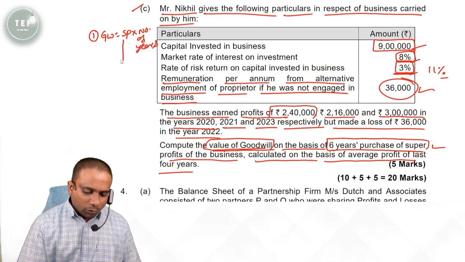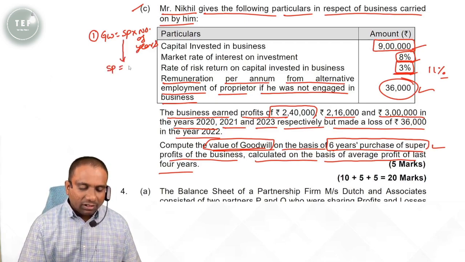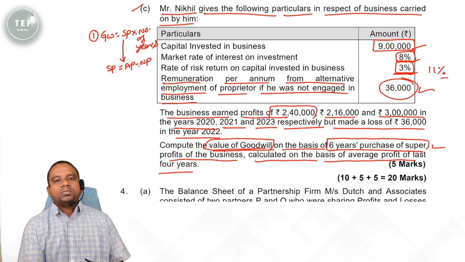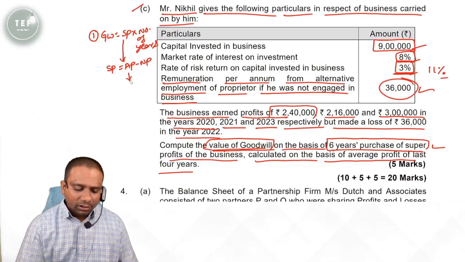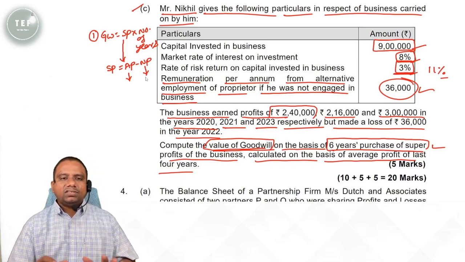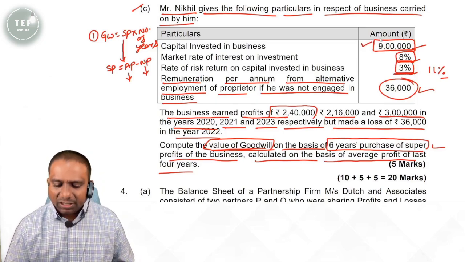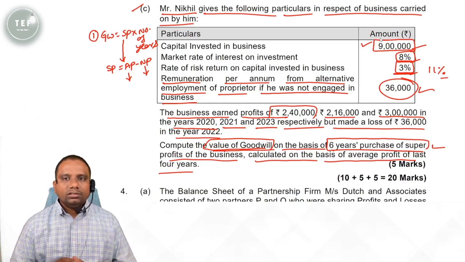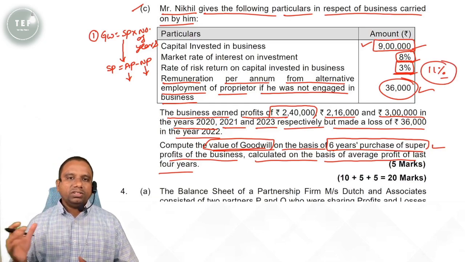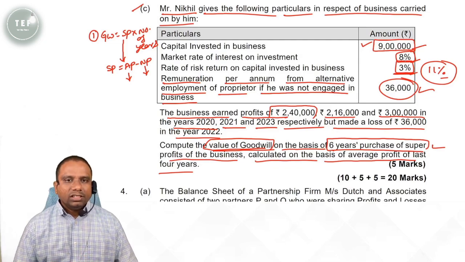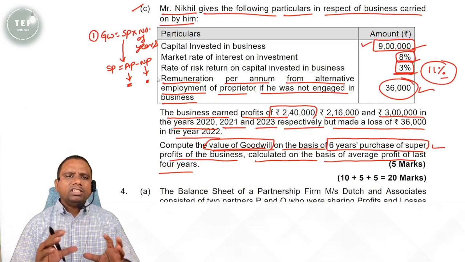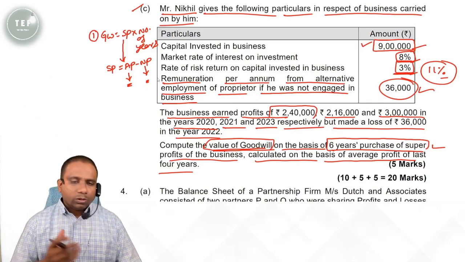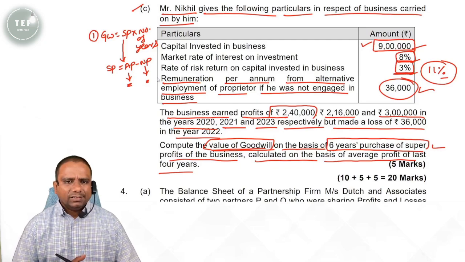Now, calculate super profit. How is super profit calculated? Simple. Average profit minus normal profit. Average profit means your business profit. Normal profit means normally in each industry we earn normal profit. That means I have invested 9 lakh rupees in the business. On that, generally how much percentage do I have to earn? 11%. That is my normal profit. Is it clear, students? Yes. So first we calculate average profit, after that normal profit. The difference between average profit and normal profit is nothing but super profit, and super profit is multiplied with the number of years. This is the problem, students.